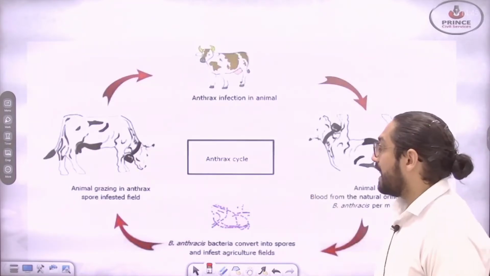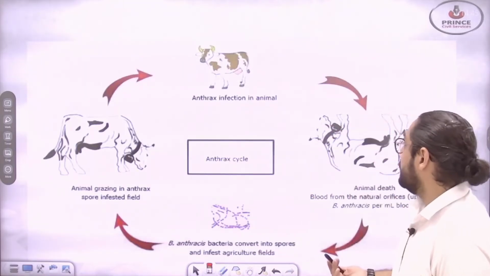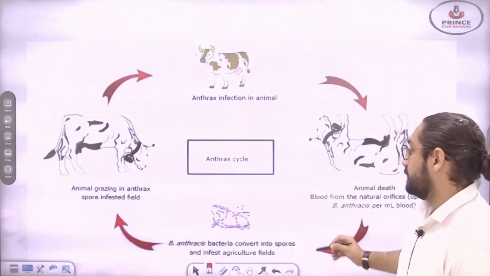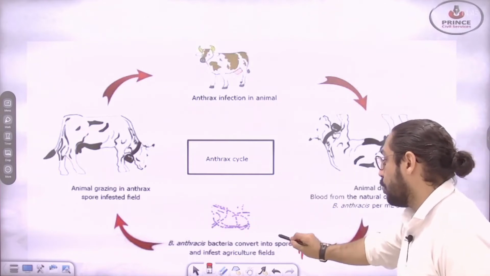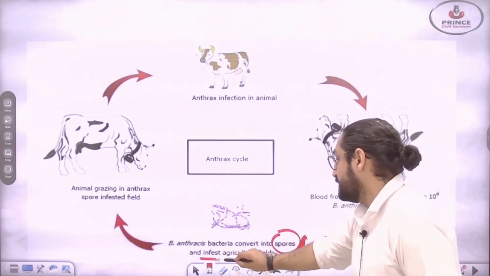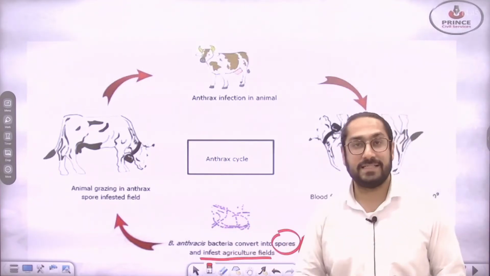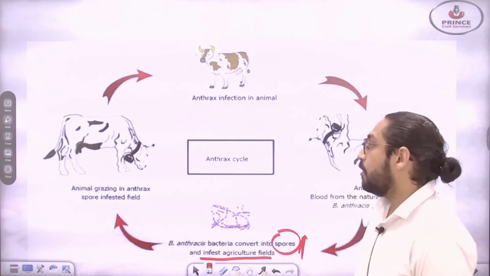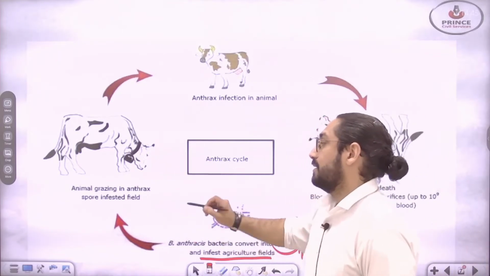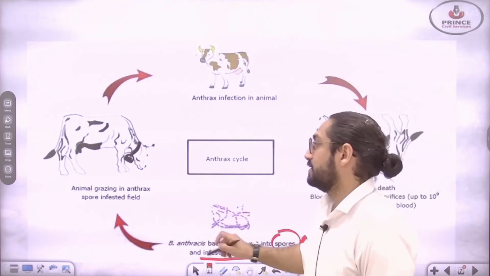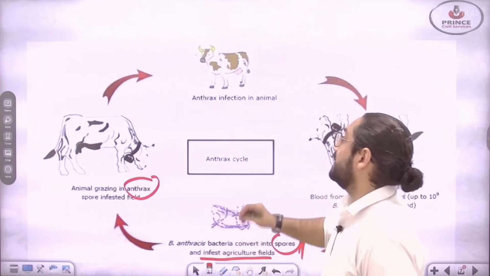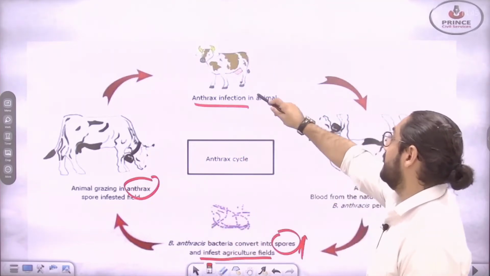So you can look at this image. We can start from here: suppose there are spores in the field, and it is infected by anthrax. Now when the animal grazes in this field, they are going to get infected and there is a death.